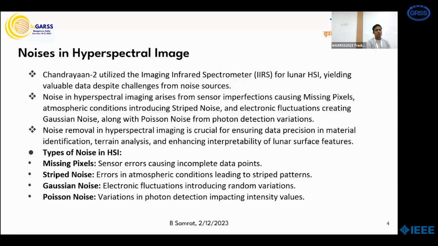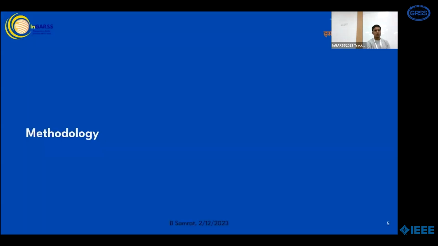To sum up, missing pixels are due to sensor errors causing gaps. Ripple noise is due to atmospheric conditions creating unwanted patterns, and Gaussian noise is due to electronic fluctuations causing random variation. Poisson noise is because of photon detection changes impacting the brightness. Now let's explore our noise reduction methodology.